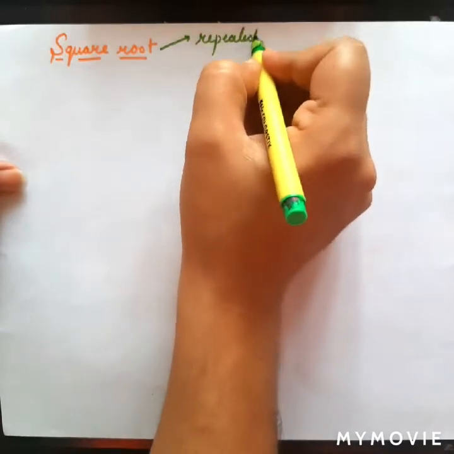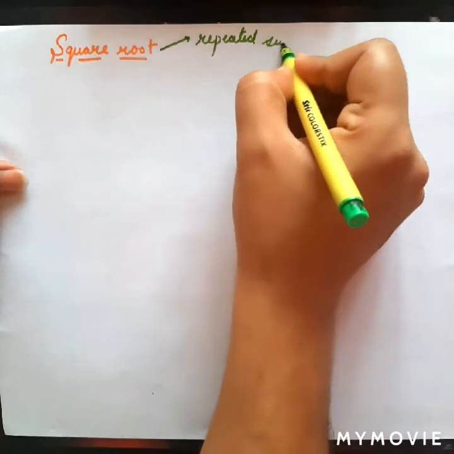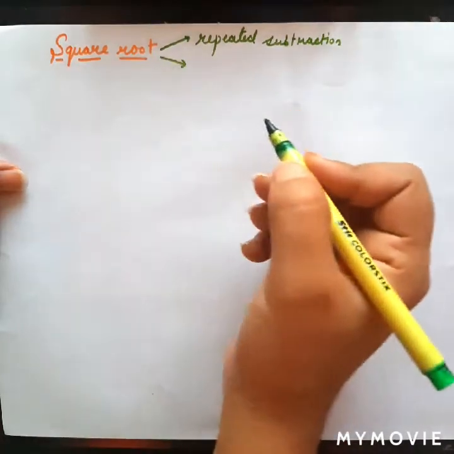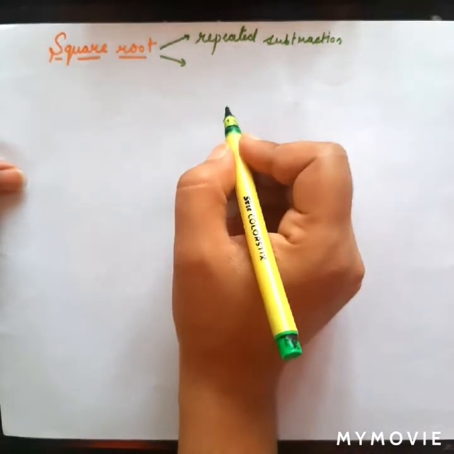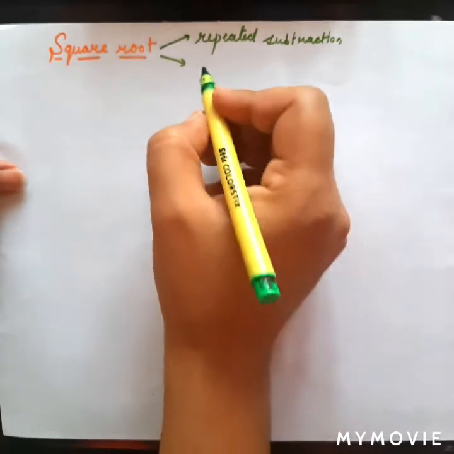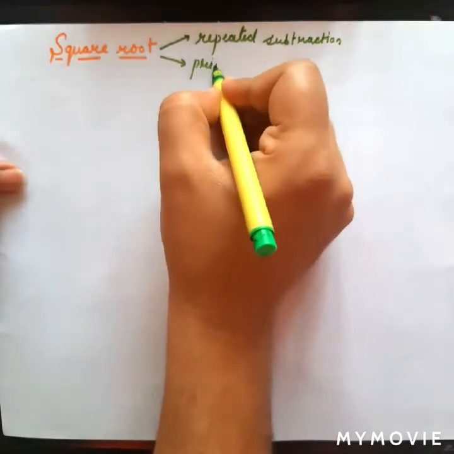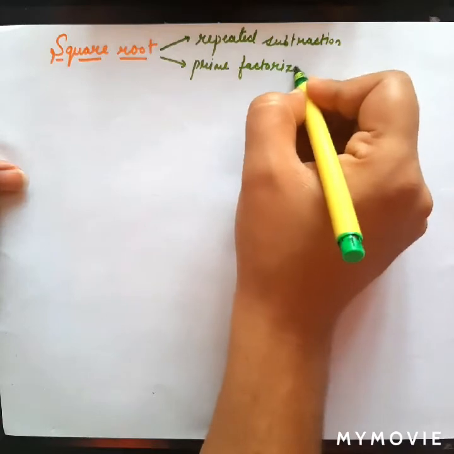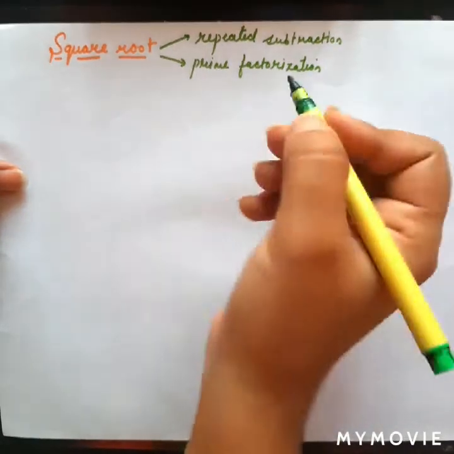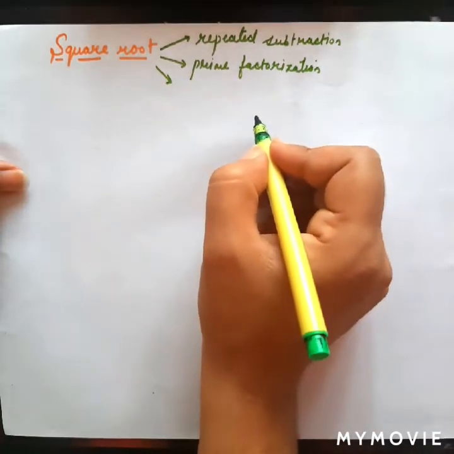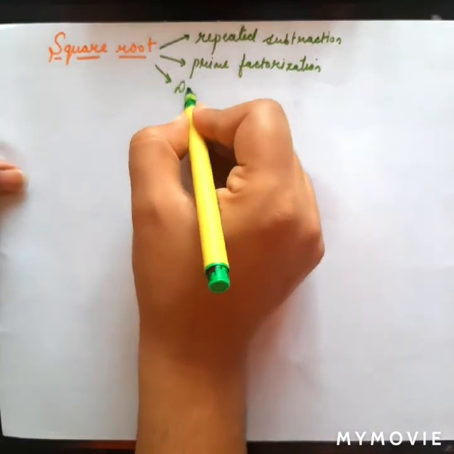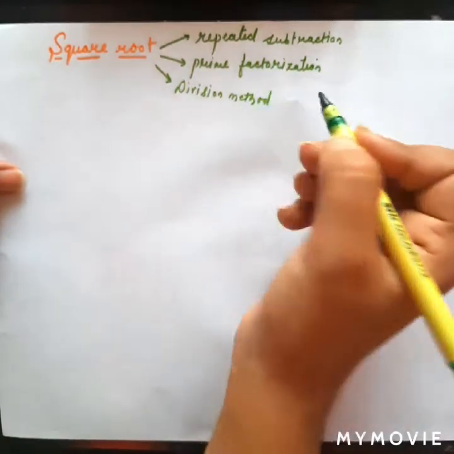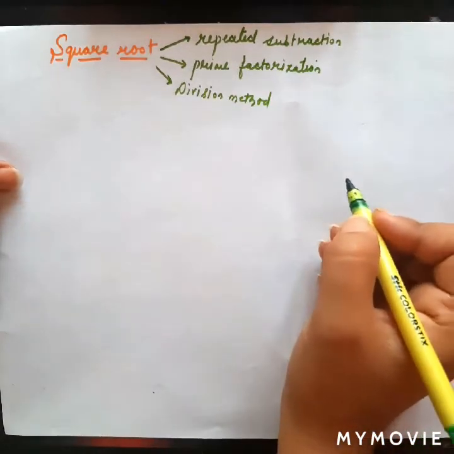Here we repeatedly subtract odd numbers from any number whose square root we want to find. I will explain this further in this video. The second method is prime factorization, where we factorize any number into its prime factors and then proceed further to find the square root. And the last method is the division method, where we apply division on any number and find its square root.